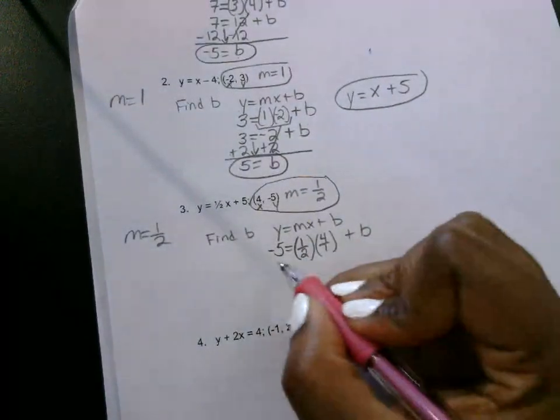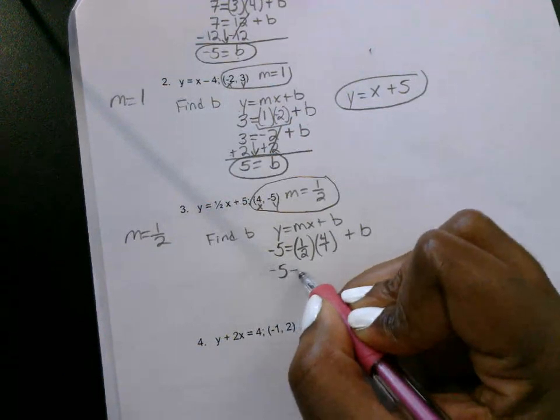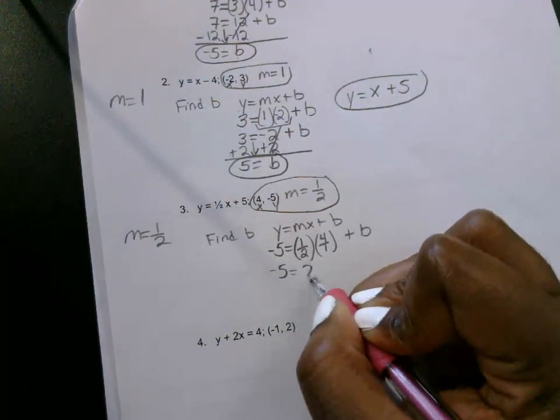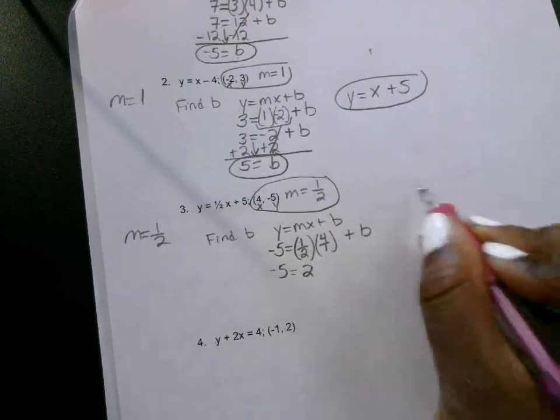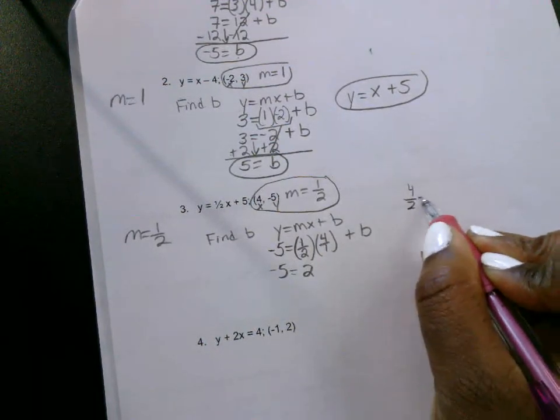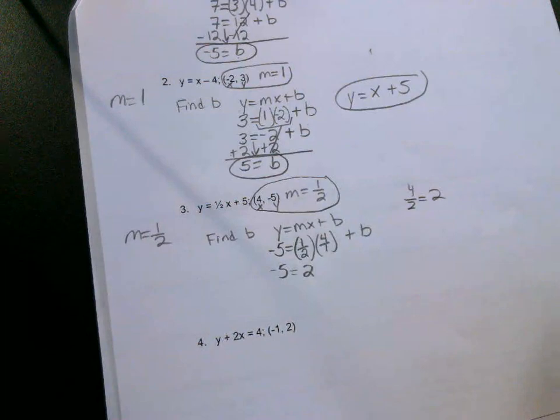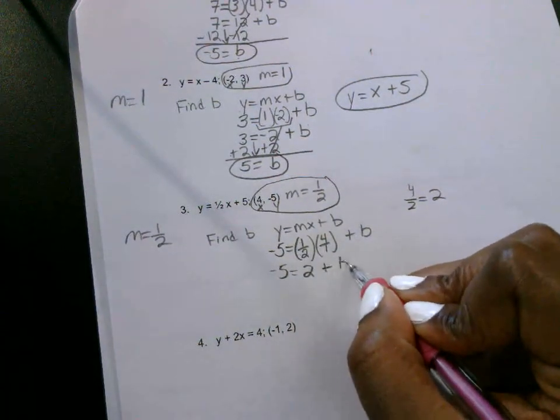All right. So this gives me a -5. What's half of 4? 2. Okay. You can multiply straight across. That's 4 on the top, 2 on the bottom. 4 divided by 2 gives you 2. Okay. Bring down the plus, bring down the b.